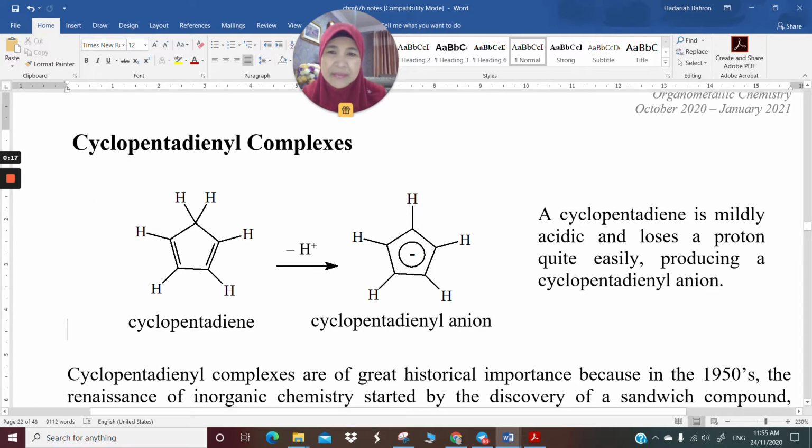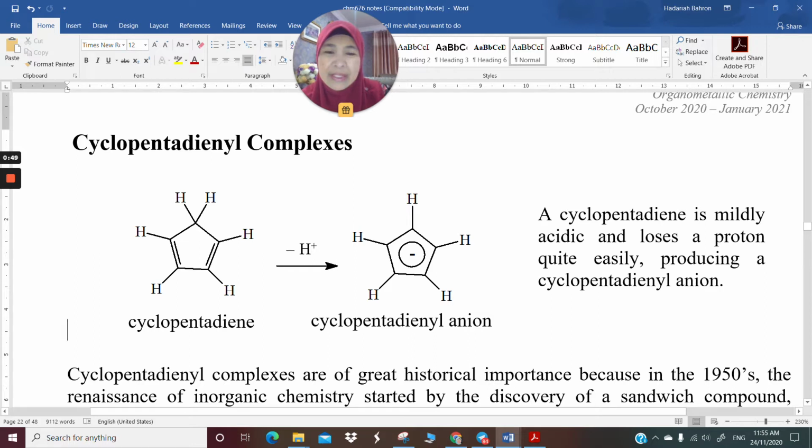In lecture 5, I introduced you to olefins. Olefins are ligands that donate their pi electrons to metals to make organometallic compounds or organometallic complexes called olefin complexes. So one of the most famous olefin complexes is the cyclopentadiene complexes, which has a structure like this.